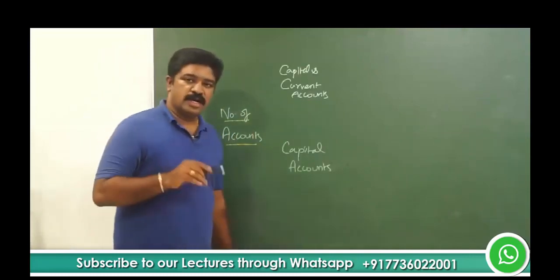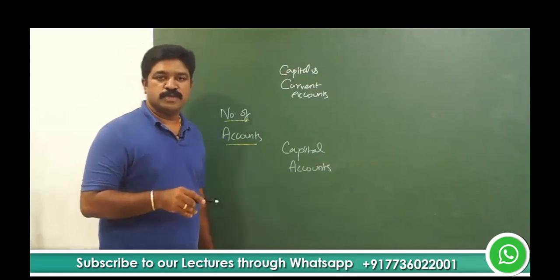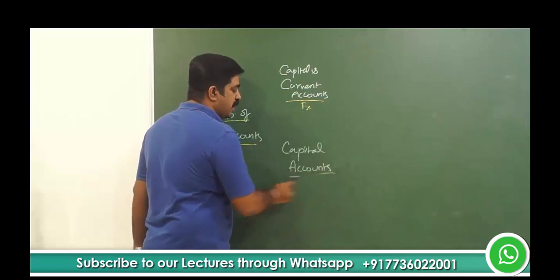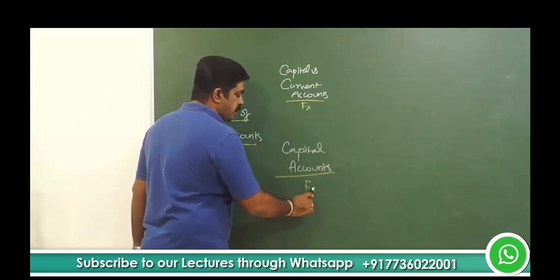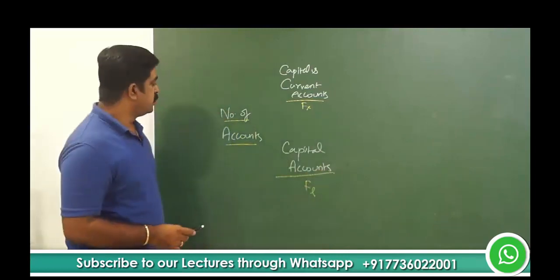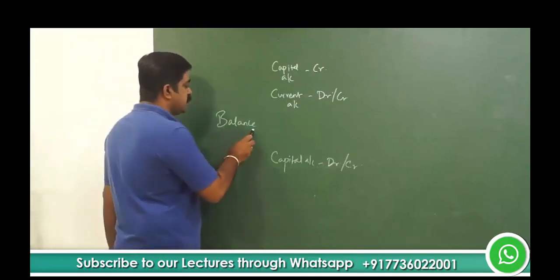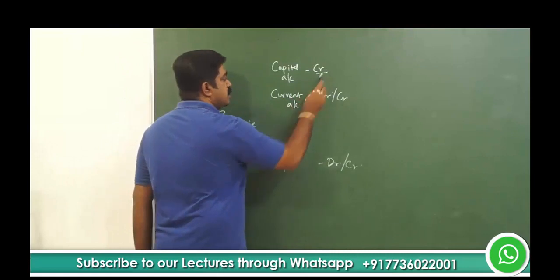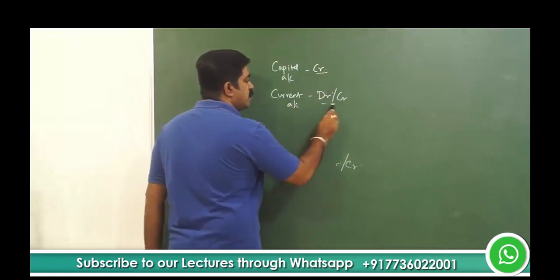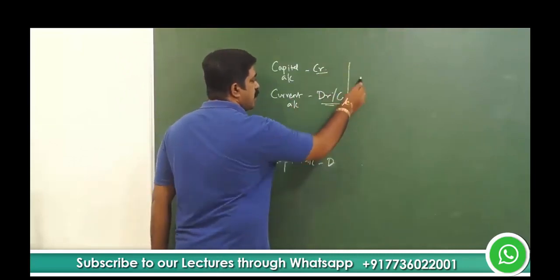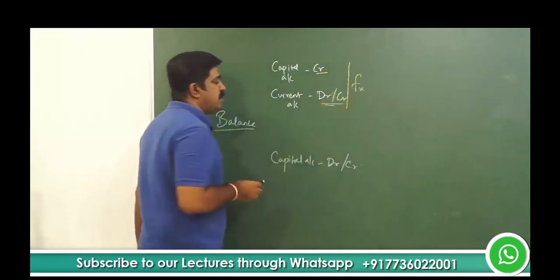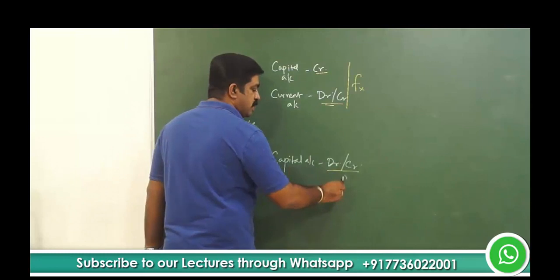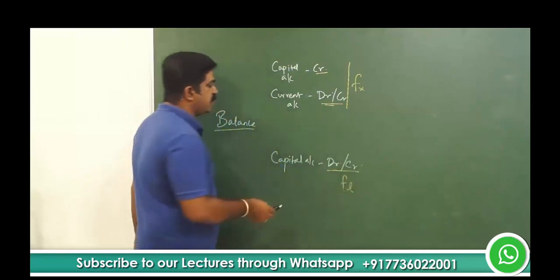Capital account and current account will be maintained under which method? Fixed capital method. Okay. Whereas only capital account will be maintained under fluctuating capital method. And the third difference is balance. Capital account will always have credit balance, whereas current account will have debit or credit balance. This is possible under fixed capital. Whereas capital account may have debit or credit balance, this might happen under fluctuating capital.